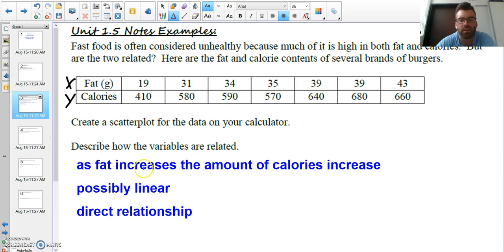So you could have said any of the following. It doesn't have to be exact. I said something along the lines of: as fat increases, the amount of calories tends to increase as well. It's possibly linear. There could be a direct relationship between the fat and the number of calories in food.